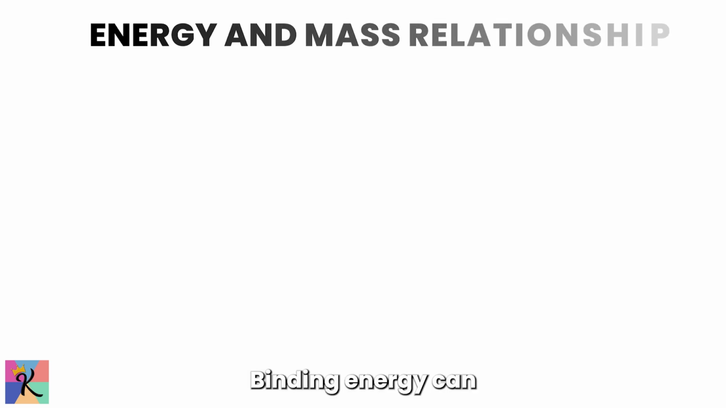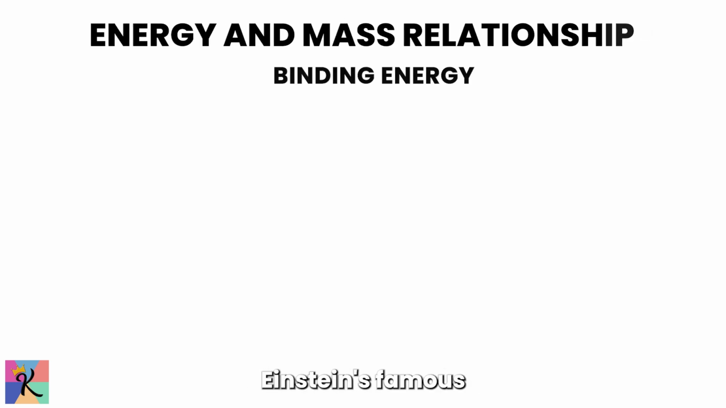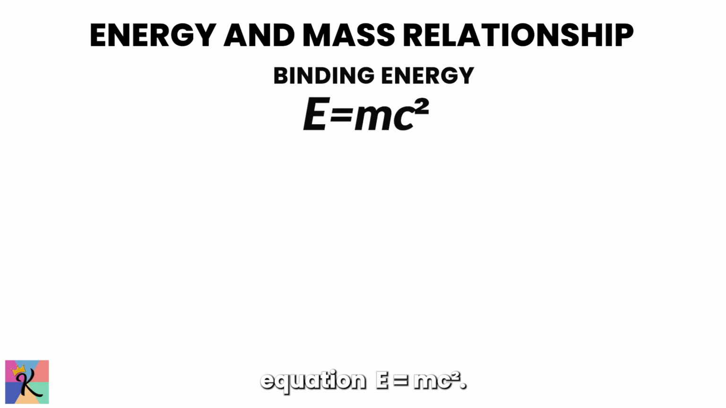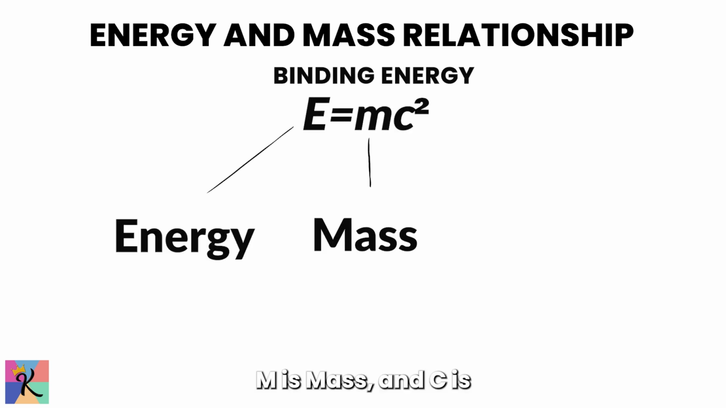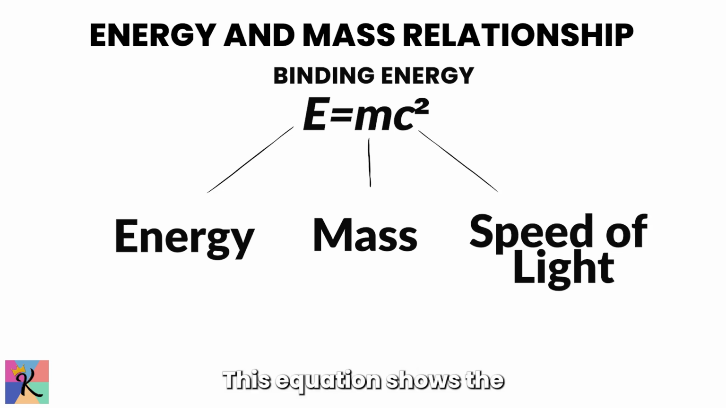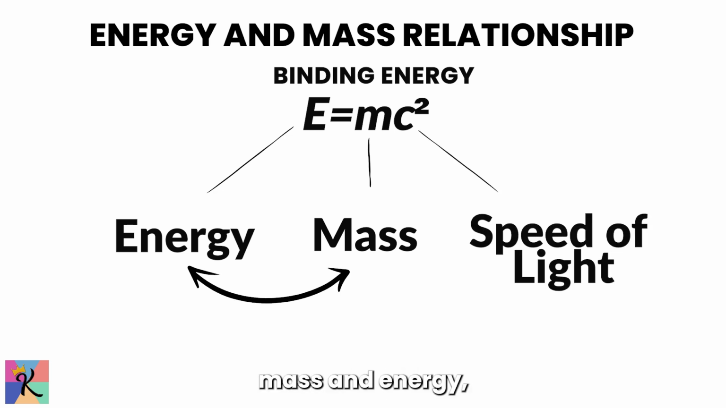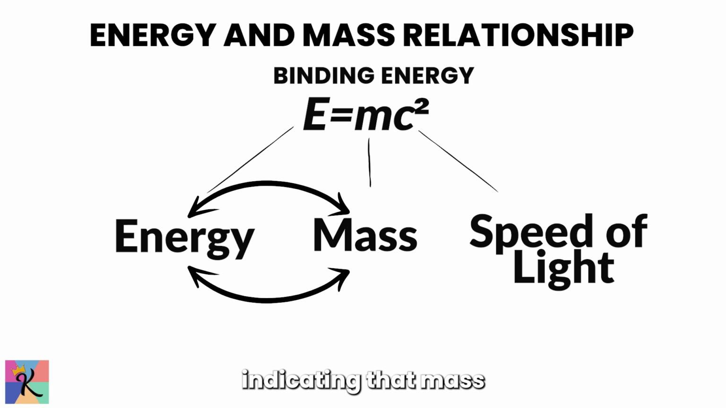Binding energy can be calculated using Einstein's famous equation, E equals mc squared. Here, E is energy, m is mass, and c is the speed of light. This equation shows the relationship between mass and energy, indicating that mass can be converted into energy, and vice versa.